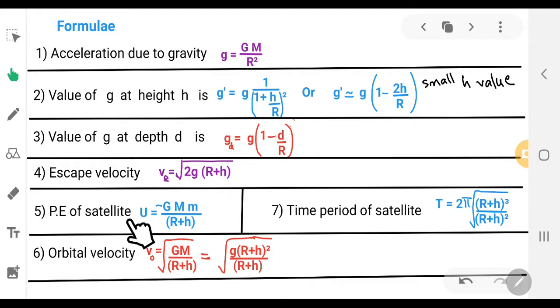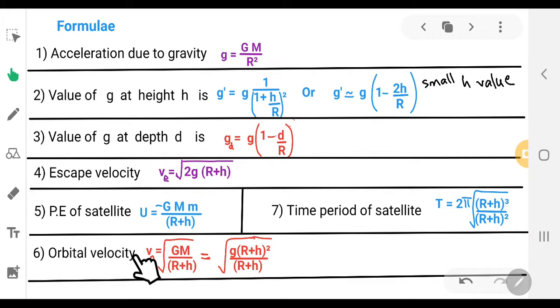Potential energy of the satellite is minus G M m divided by (R plus h). M is the mass of the earth, small m is the mass of the satellite, R is the radius of the earth, and h is the height of the satellite, the height of the orbit from the earth's surface.